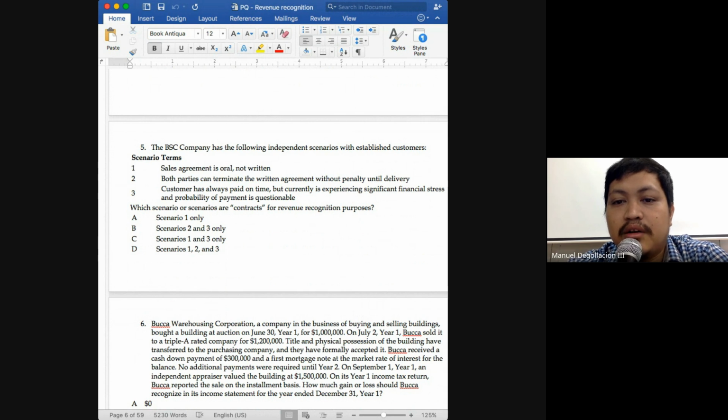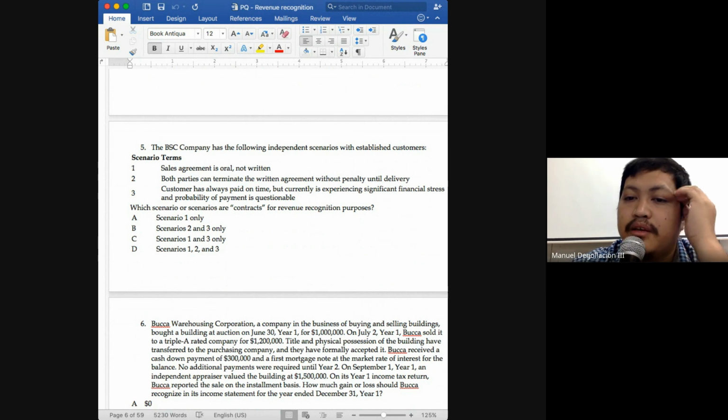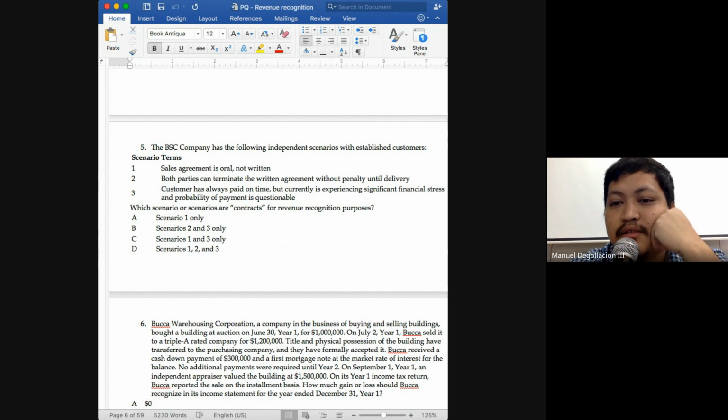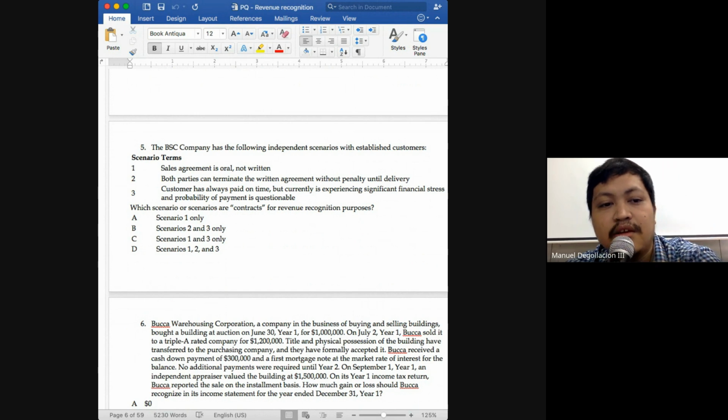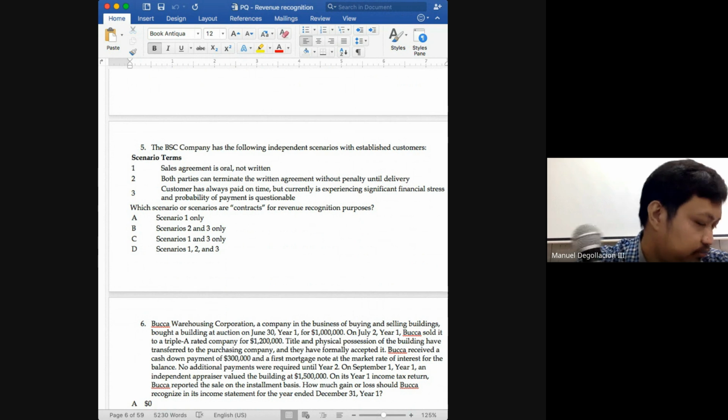No matter how good your relationship is, what matters is the present. Based on present conditions, collectability of substantially all of the transaction price is not probable. So will that stop us from having a contract for purposes of recognizing revenue? The answer is yes. So out of these three, only one can provide us with a contract. So the answer to number 5 is letter A.